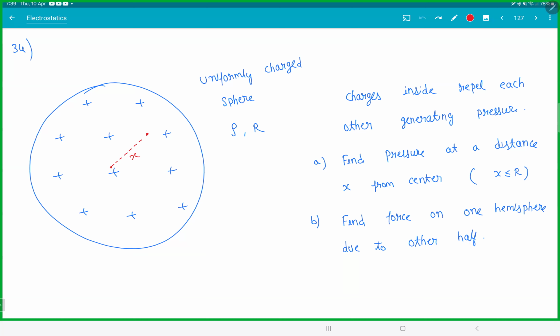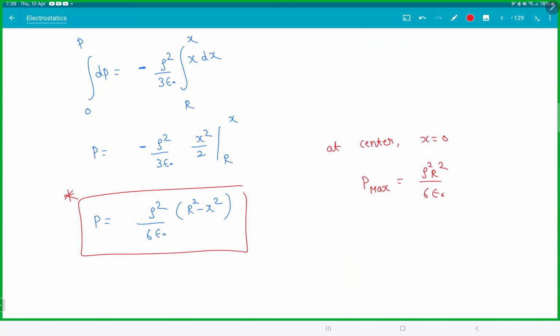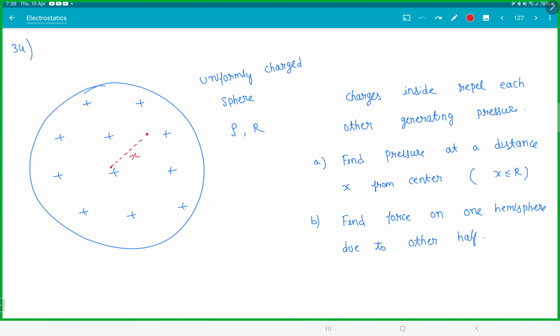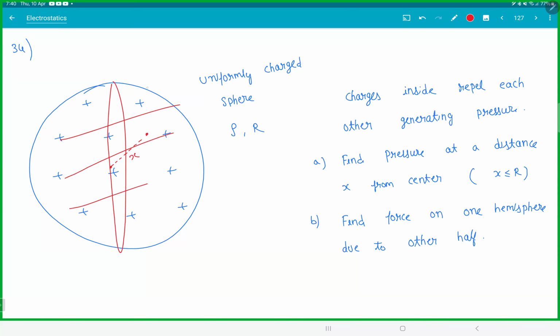There are two ways to do this. Take a minute. One, we can use the pressure method and get it. Then second, I'll teach you a very interesting one. But did you get my question, what I'm asking? If I take this half hemisphere, all these guys are pushing it out. So this thing is getting repelled actually.